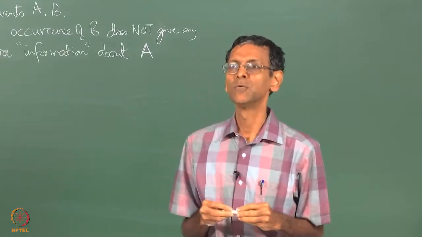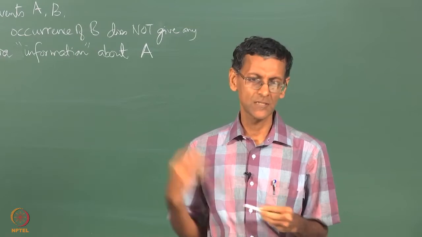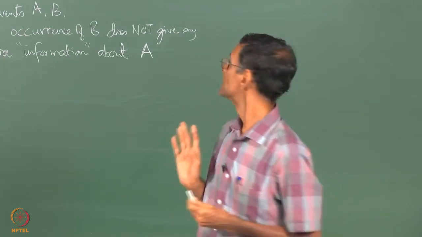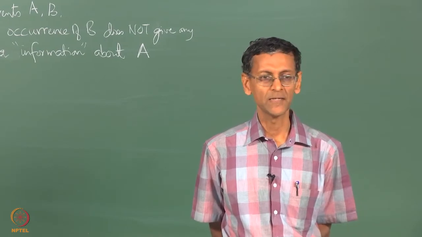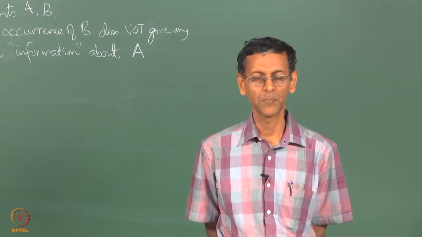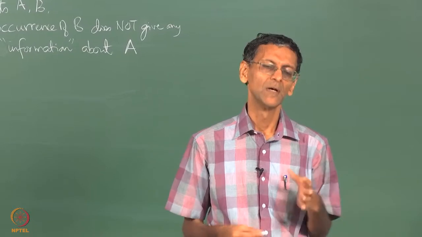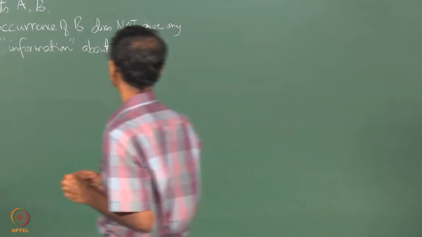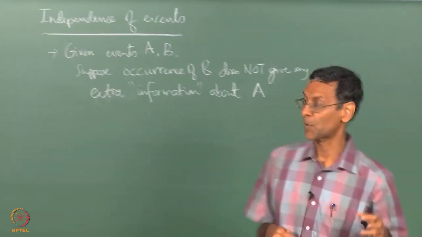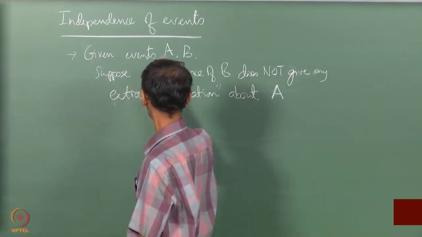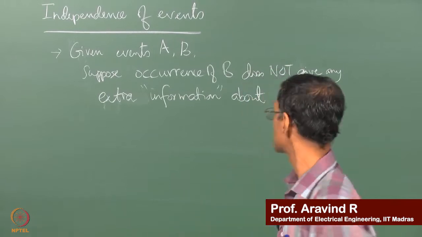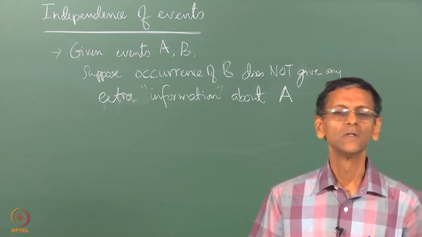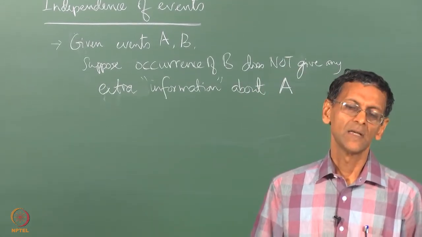So today we are going to move to this topic which I have written on the board. Independence is a very important concept which flows from what we have already talked about, which is basically conditional probability. In other words, supposing you have two events A and B, and the occurrence of one of these does not say anything more about the other.